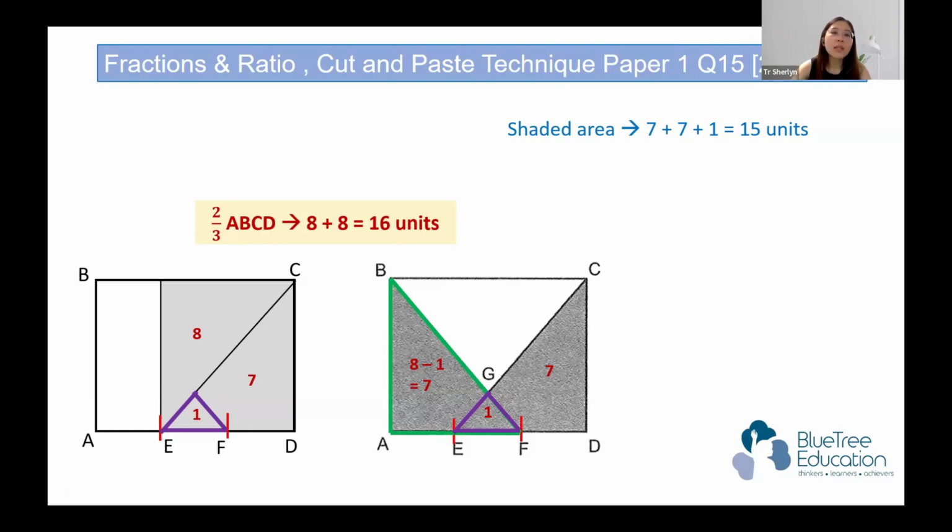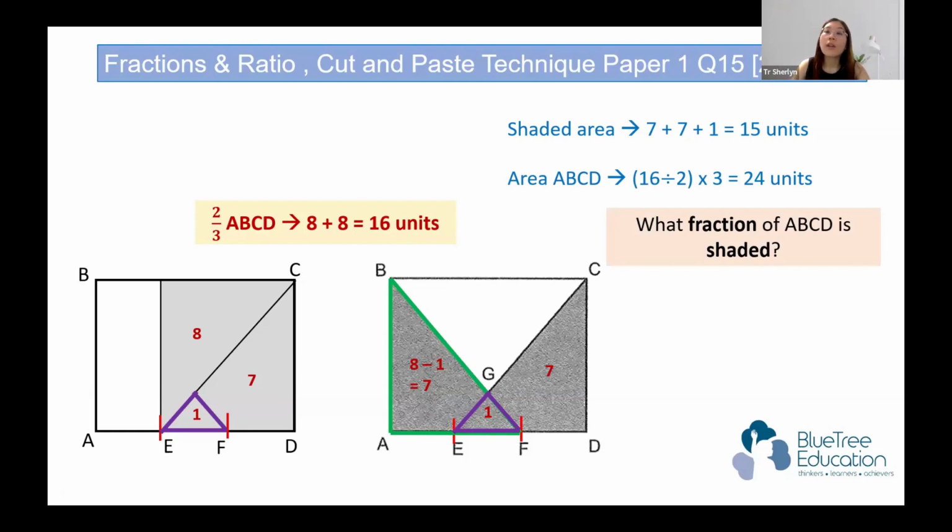So now if you know that 2/3 of the entire rectangle is 16 units, how do we find out the area of the entire rectangle? Maybe you all think about it first. The entire rectangle is made out of 3 parts, so we do some division and multiplication. We will know that the area of the entire rectangle is 24. Great. So what's the question asking? What fraction of ABCD is shaded? The numerator will be the shaded area, which is 15, and the entire area of the rectangle is 24. So remember to simplify it, and then you get option 2.